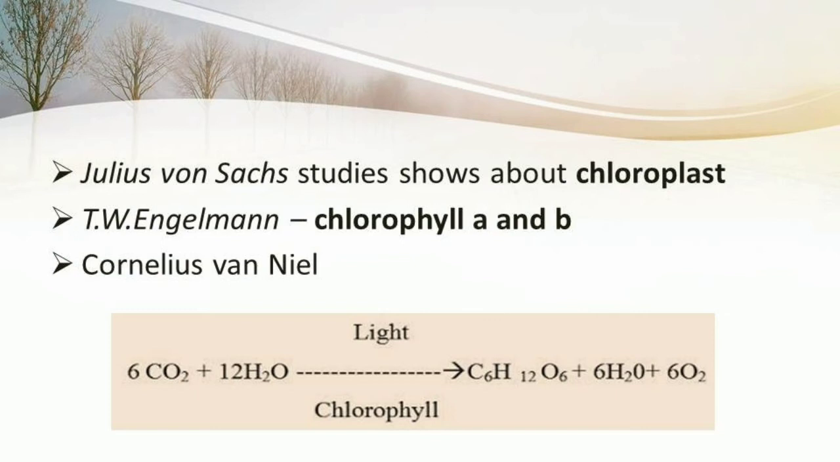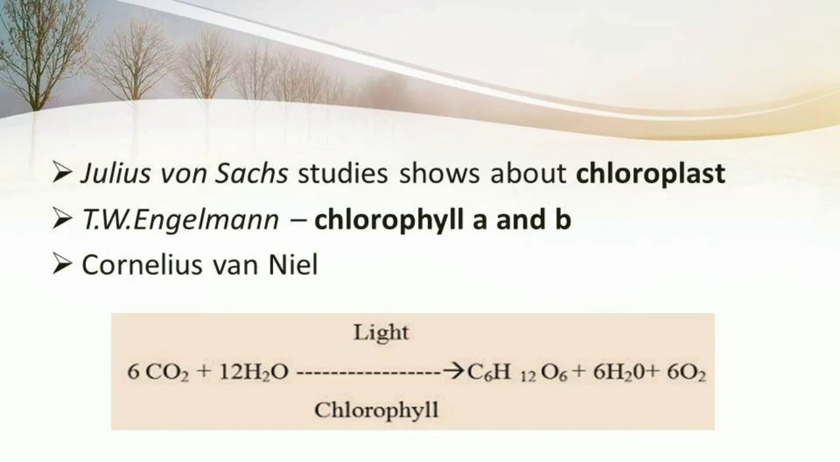T.W. Engelmann considered several interesting experiments. He used a prism to split the light components, and he illuminated a green alga, that is Cladophora, placed in a suspension of aerobic bacteria. In the spectrum, he observed that the bacteria accumulated mainly in the region of blue and red light. It roughly resembles the absorption spectrum of chlorophyll A and B.